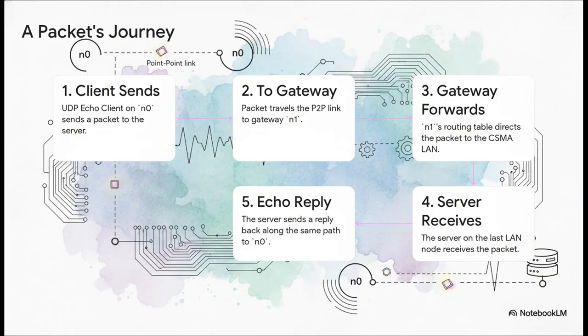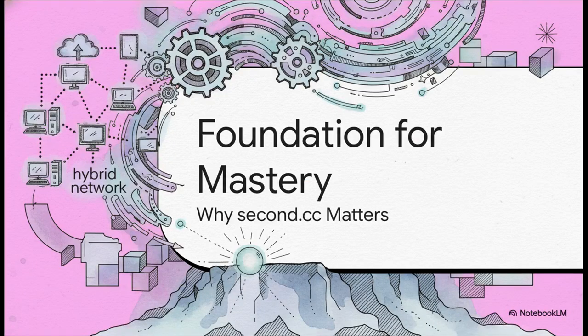Step 1, our client N0 sends out a packet. Step 2, it zips across that point-to-point link to the gateway, N1. Step 3, the gateway checks its directions, sees the destination is on the LAN, and boom, forwards it on. Step 4, the server gets the packet. And finally, step 5, the server sends a reply that takes the exact same path back. It's a perfect round trip. Our routing works!